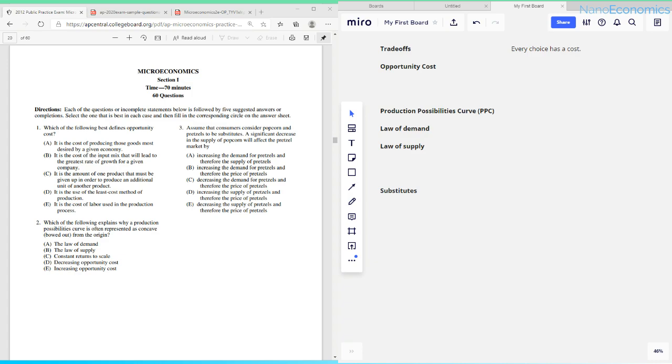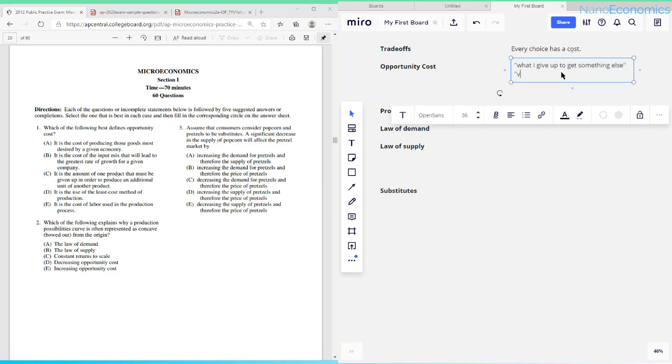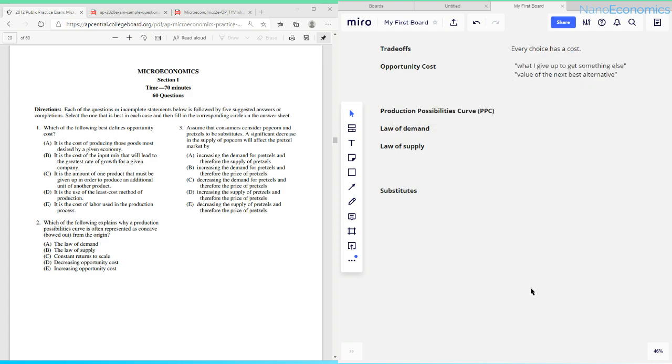So every choice you make has a cost. And in this context, we're talking about the opportunity cost. There are a few key words, terms and vocabulary, or ways of describing it that I'm always looking for when it comes to opportunity cost. What we typically look at is what I am giving up in order to get something else. And it's also the value of the next best alternative.